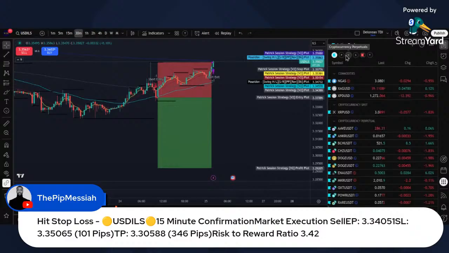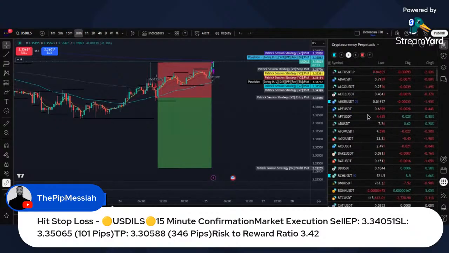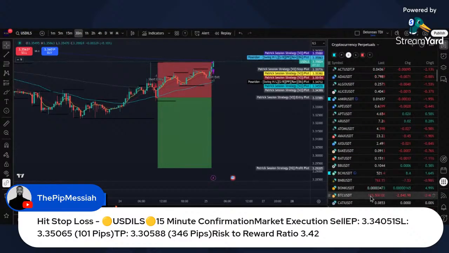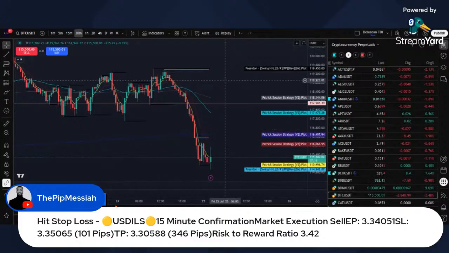Did mention we're going to check in on Bitcoin going into the evenings. Let's take a look at that. It's now 2,800 points down and counting.